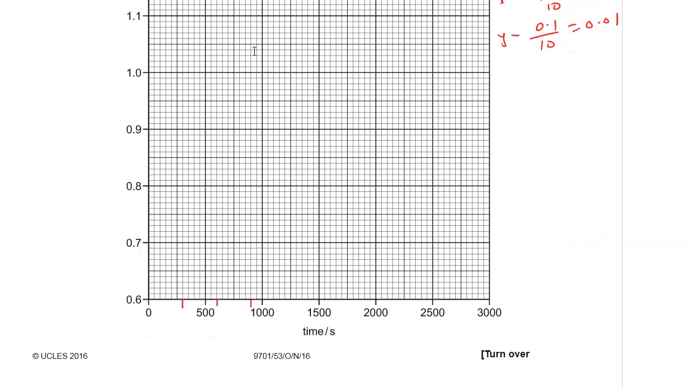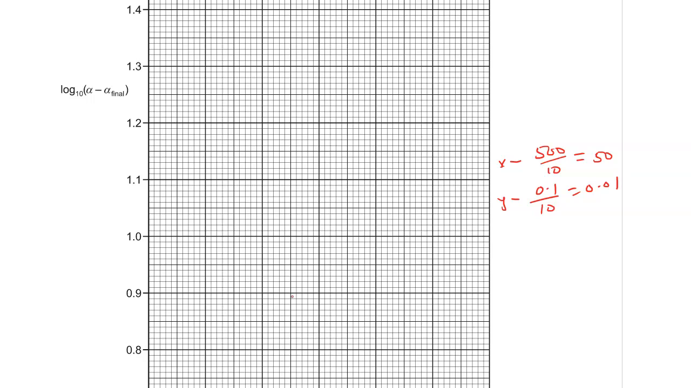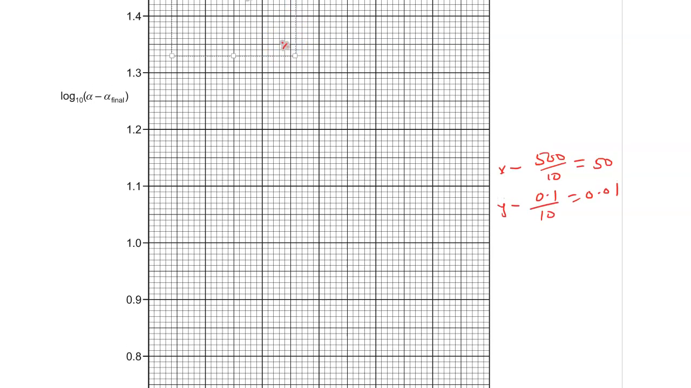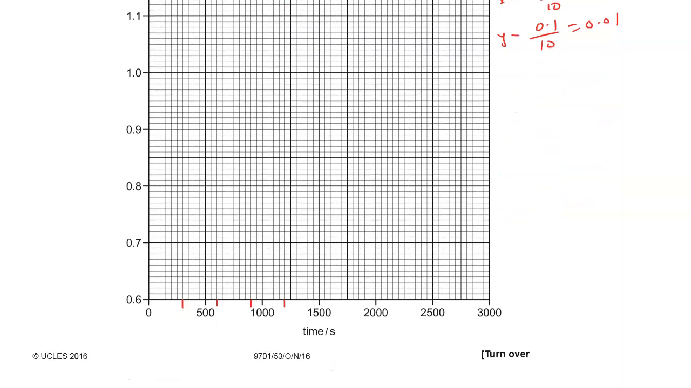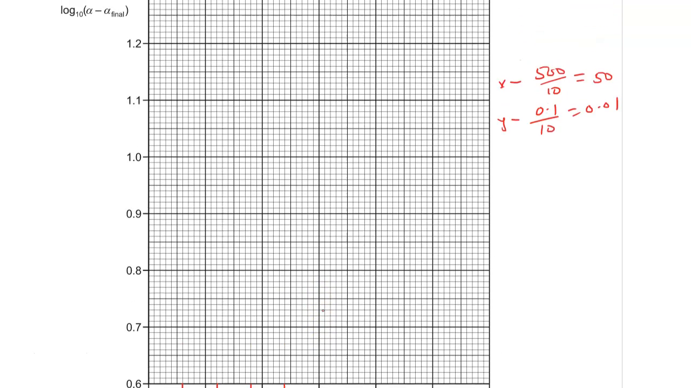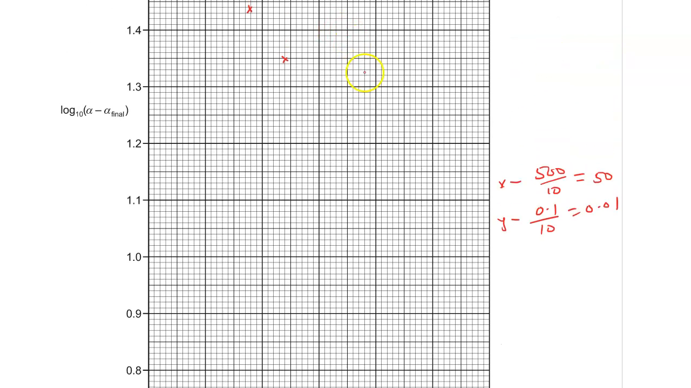Next one is 1,200. This is 1,100, so 1,200 is there. 1,200 for 1.35. 1.35 is there. Then 1,500 seconds is 1.26. 1.26 is right there.